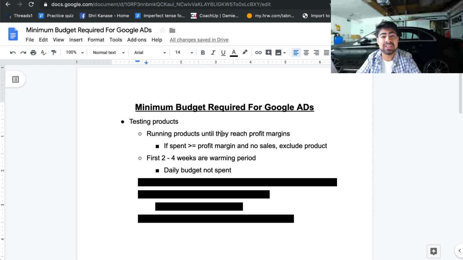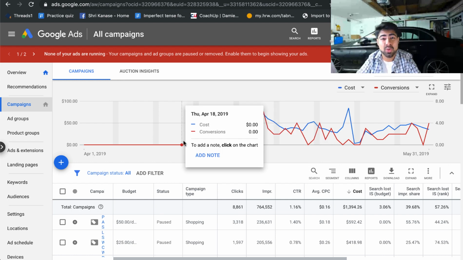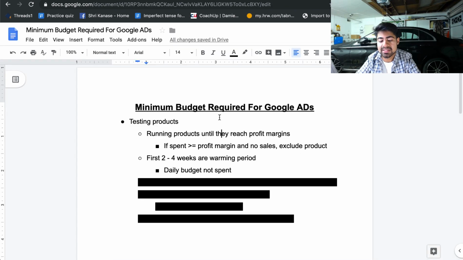So in order to illustrate the process, I'm going to hop onto my Google Ads account and show you guys the beginnings of a specific store which was run solely on Google Ads. And this store did roughly $40,000 over a period of 5 months. So Google Ads is definitely a patience-based platform. What I want to show you guys is that the first 2 to 4 weeks are basically the warming period.